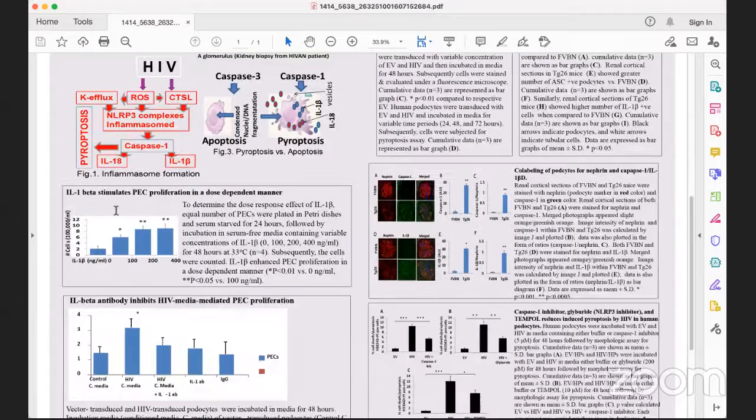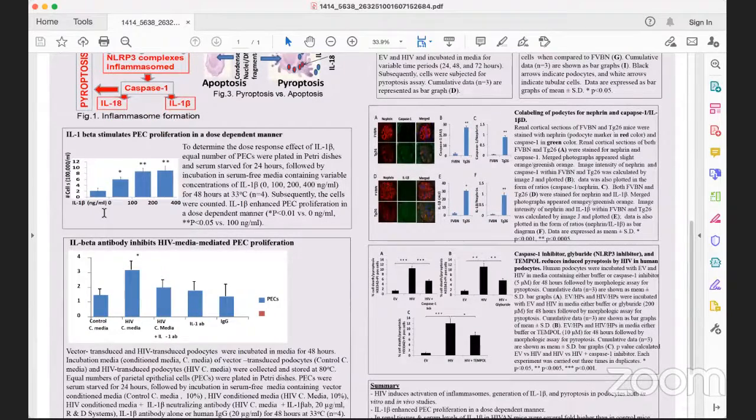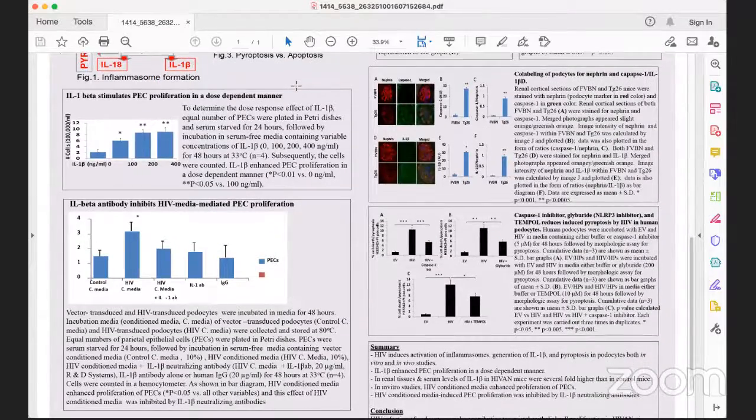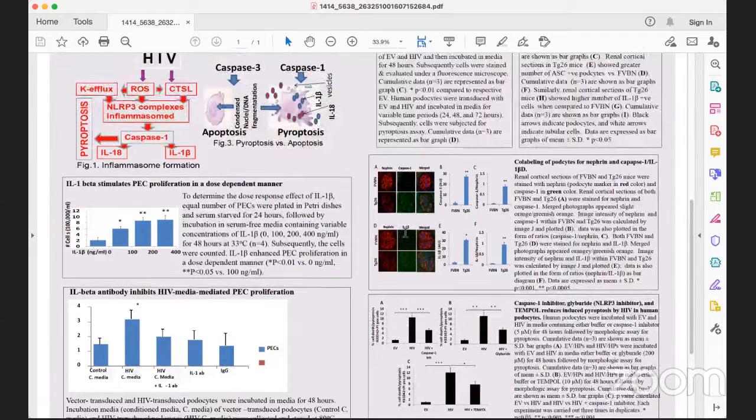So we conducted many experiments in a time and dose manner, culturing the cells with IL-1 beta and IL-18. We found that as we increase the time and the concentration, the number of cells increased. And the IL-1 beta antibody inhibited this once we combined them with antibodies and IgG, showing that there is an inhibition of the PECs once you combine them with the antibody.